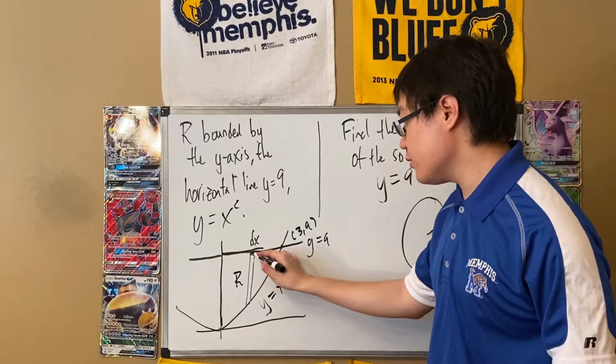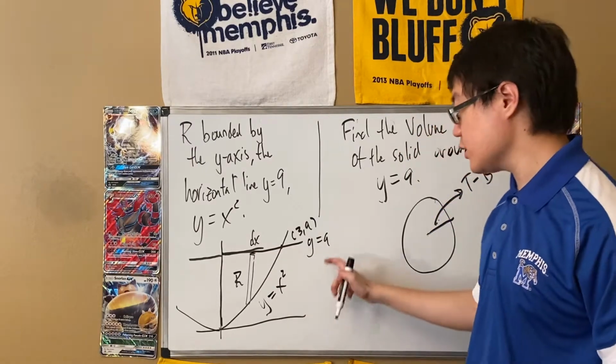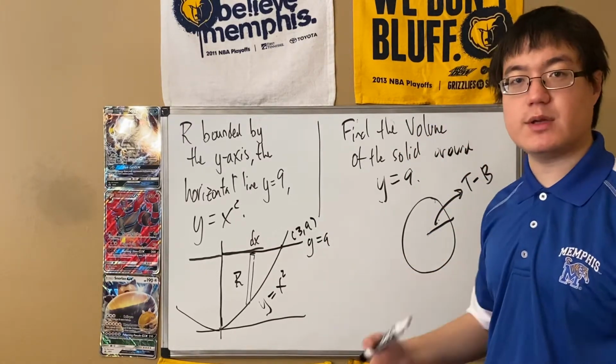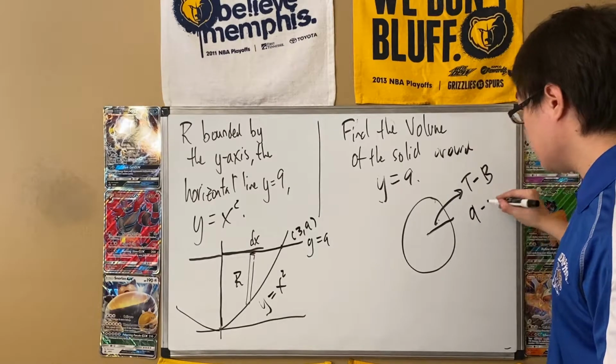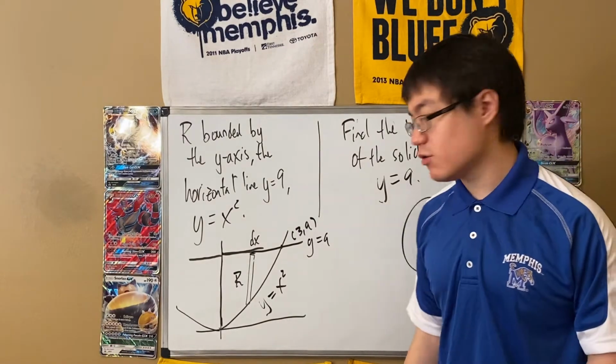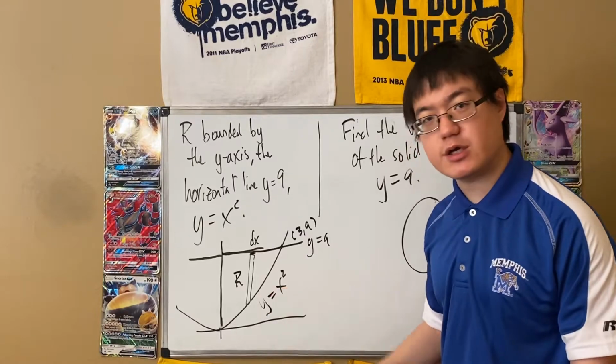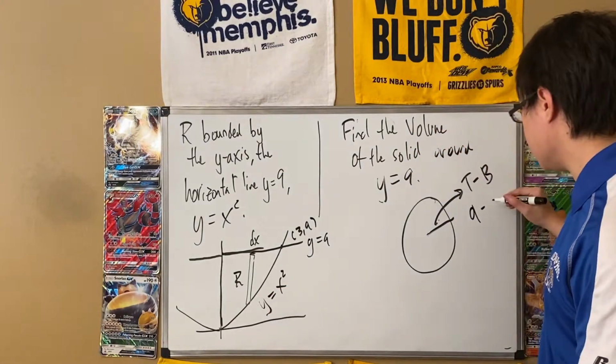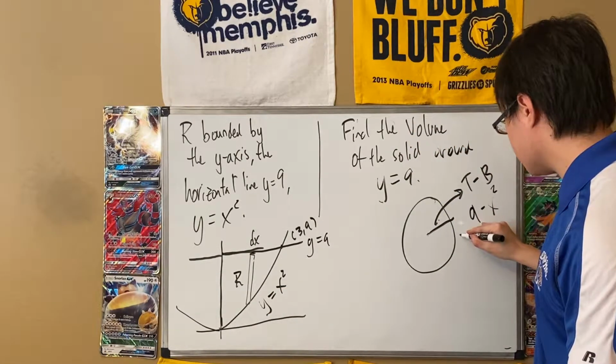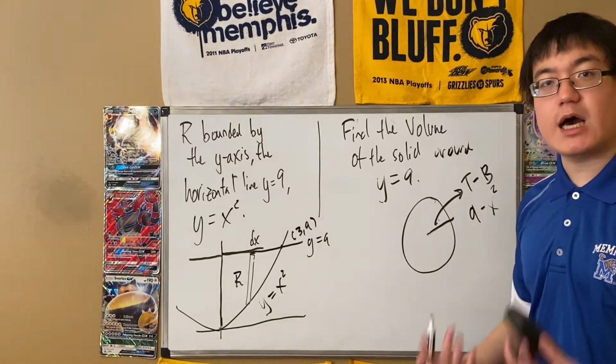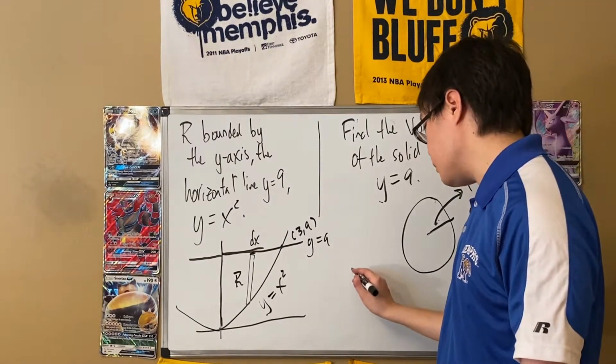So you look at the top of the rectangle and you see what is it literally touching? It's touching this line right here, so it's going to be 9. Finally, what is the bottom of this rectangle touching? Well, it's literally touching the bottom function here. That's going to be x squared. So it's going to be 9 minus x squared. So that's going to be my radius, and now we're basically done. We're going to form an integral.